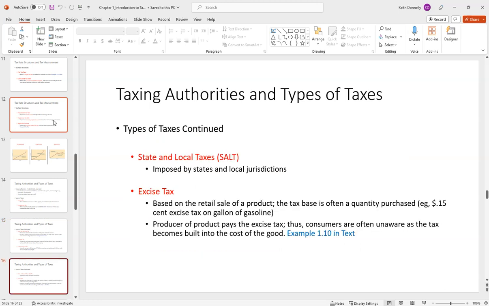Likewise, state and local taxes. You have to file an income tax return for the feds as well as for the state. So they're going to get you in their various ways. Further, we have excise taxes. These are sometimes known as sin taxes. You'll see it with cigarettes. The idea with these is they are built into the cost of the product. So if you buy cigarettes, there's probably like $5 of taxes built into that. If you buy gas, there's a gas tax built into that price per gallon.